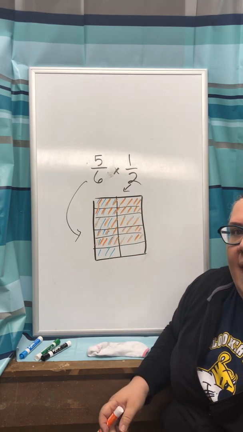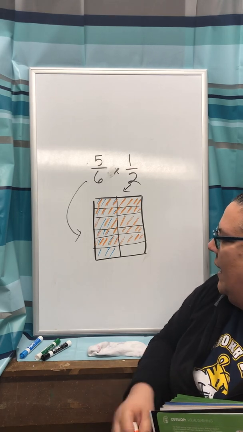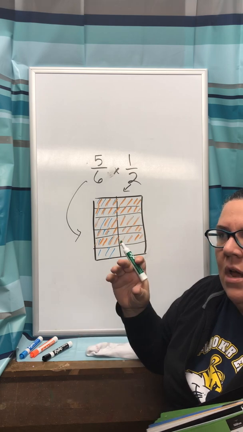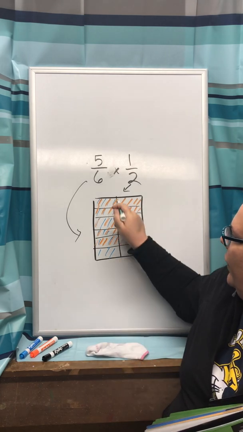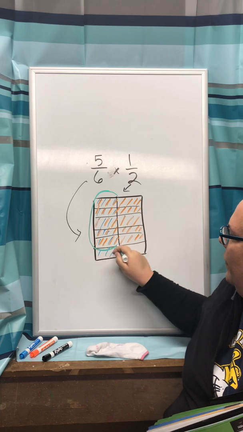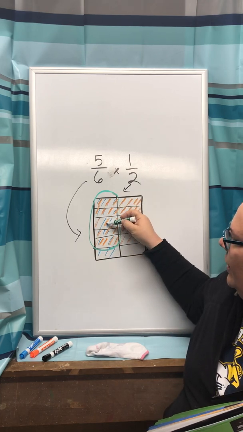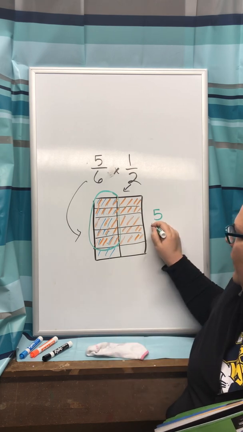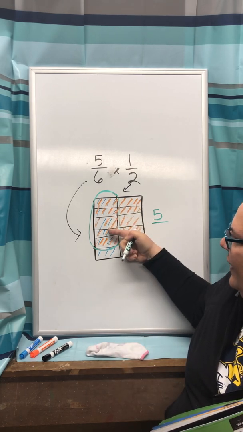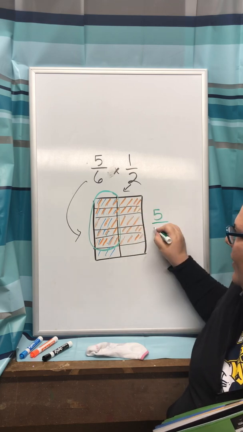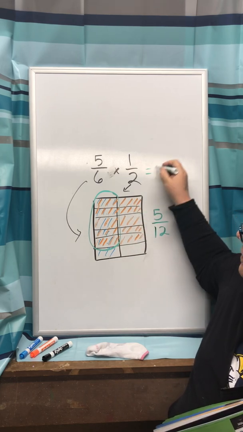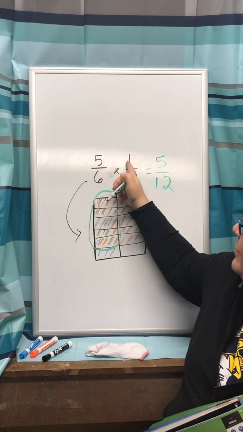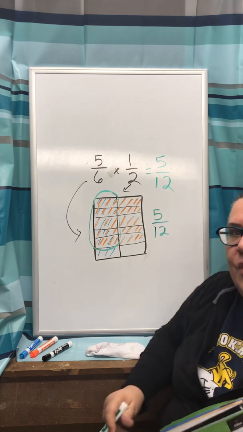And then again, what I have to ultimately do is I need to figure out what section is shaded in both colors. So if I look here, I have 1, 2, 3, 4, 5 parts that are shaded in out of 1, 2, 3, 4, 5, 6, and 6 more is 12. So my answer is 5/12. 5 times 1 is 5, 6 times 2 is 12.